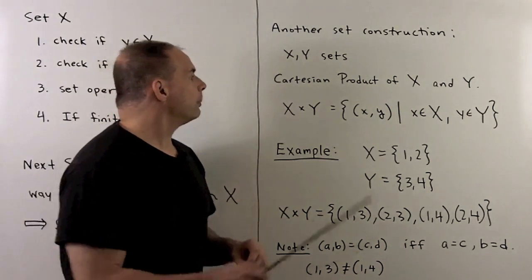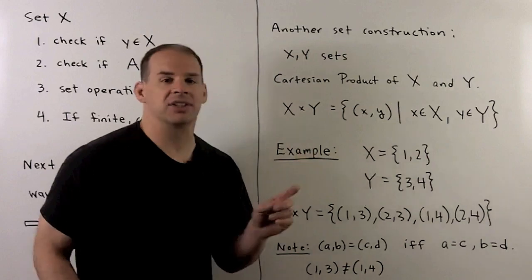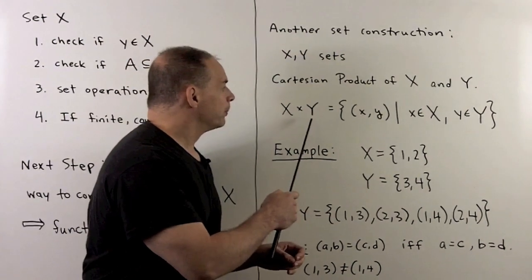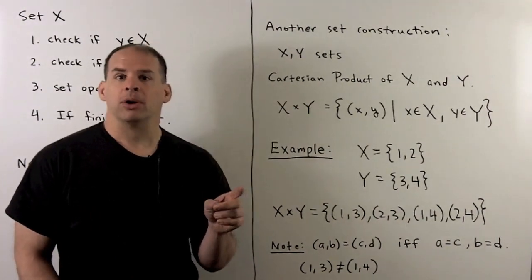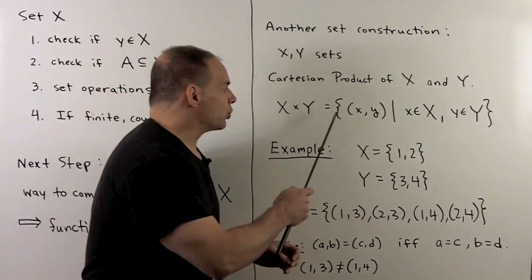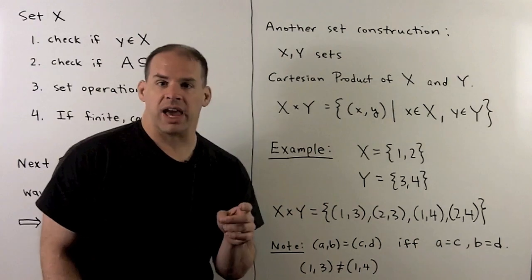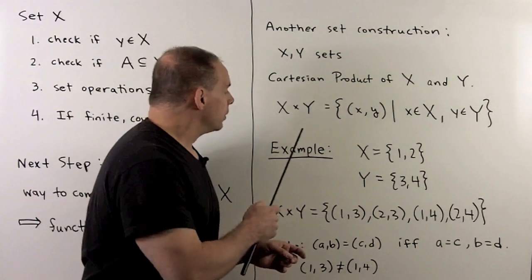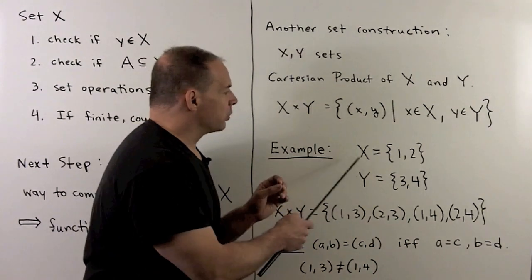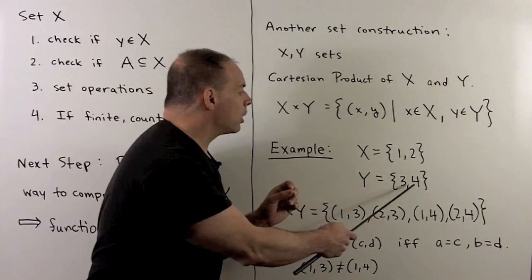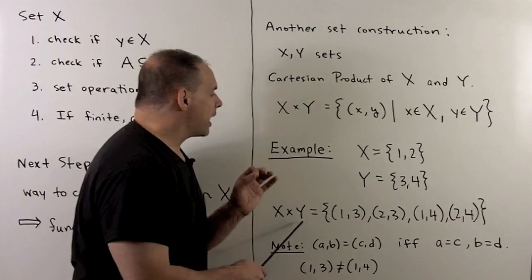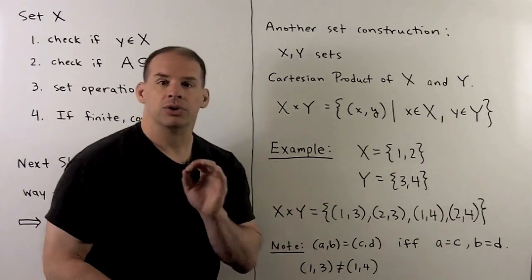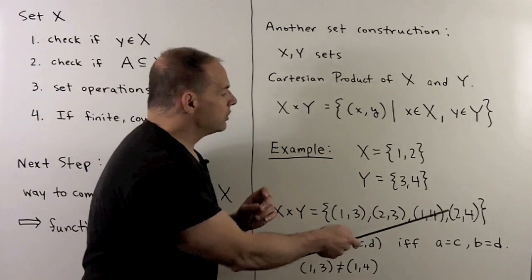So this is what we'll call a Cartesian product of two sets, X and Y. We write this like this. The elements of this set are going to be all ordered pairs (x, y), where x is in X and y is in Y. Now, for an example, let's take X equal to {1, 2}, Y equal to {3, 4}. For the Cartesian product, we're just going to take all ordered pairs. So I'll have (1, 3), (2, 3), (1, 4), and (2, 4).